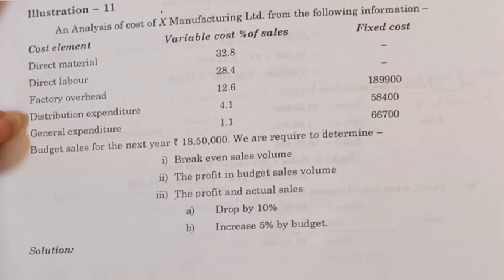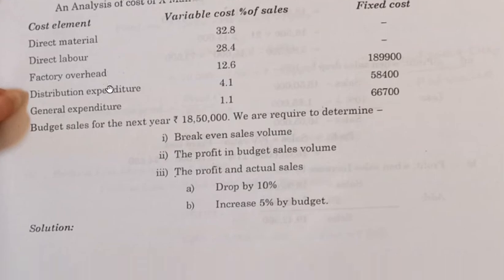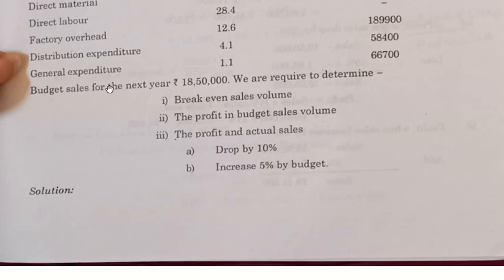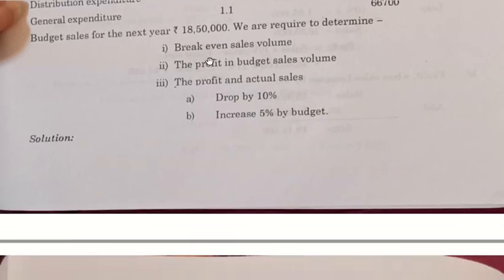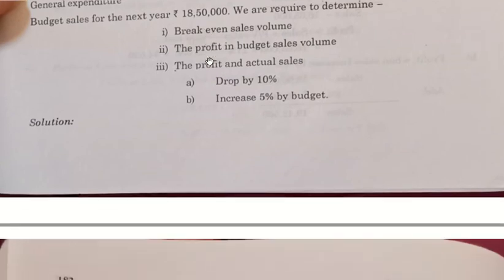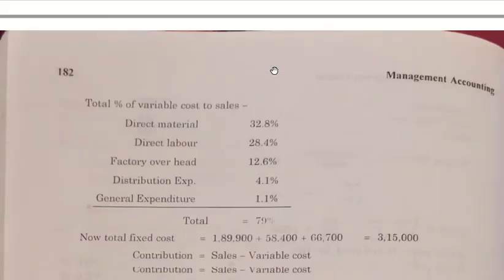So next question. Analysis of cost of X Manufacturing Company Limited from the following information. They have given the cost elements, which are direct material, direct labor, factory overheads, distribution expenditure, general expenditure. Budget sales for the next year they have given. We are required to determine the break-even sales volume and the profit in budget sales volume, and the profit in actual sales if it drops by 10% and if it increases 5% over budget.